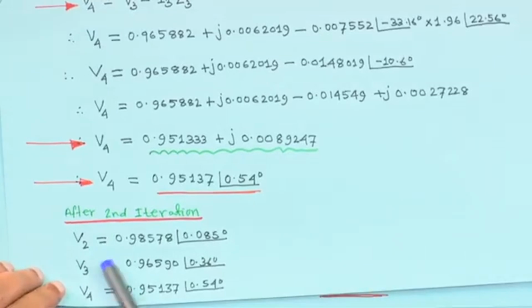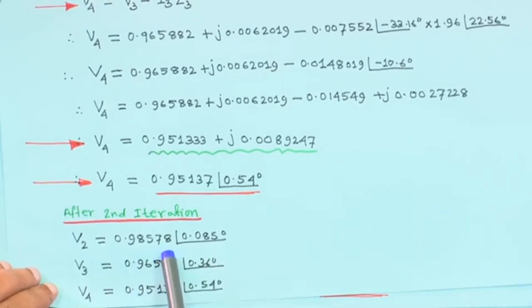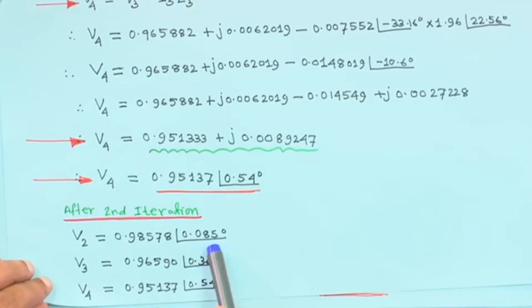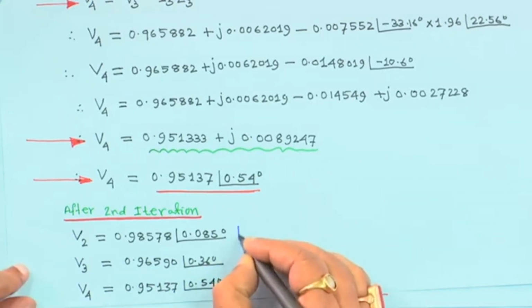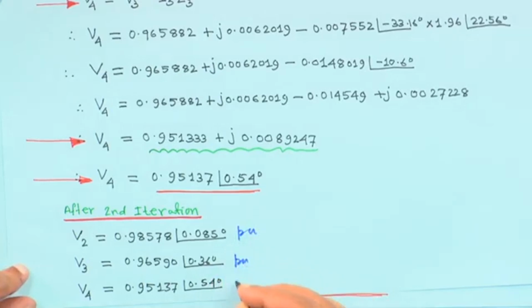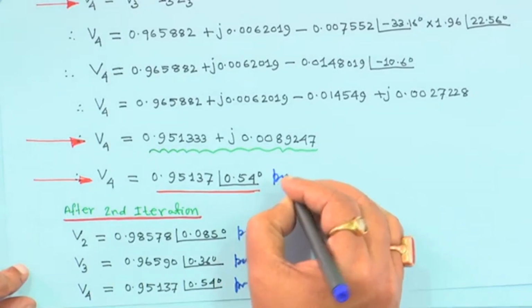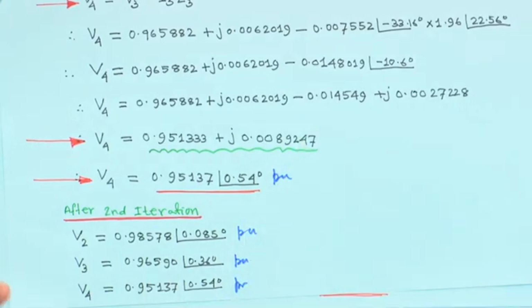Okay. So, after the second iteration we have just seen that voltage V2 is 0.98578, and the angle, of course in a distribution system, is very small, 0.085 degree. V3 is equal to 0.96590, angle 0.36 degree, and V4 is equal to 0.95137, angle 0.5. These are all in per unit, right. All calculations are in per unit, even where I have not written per unit.